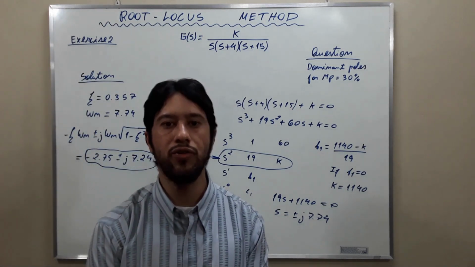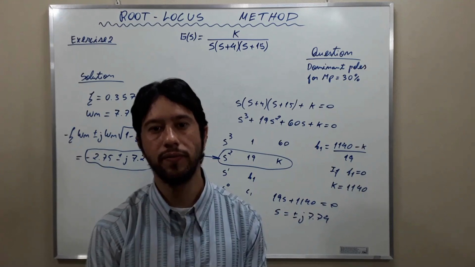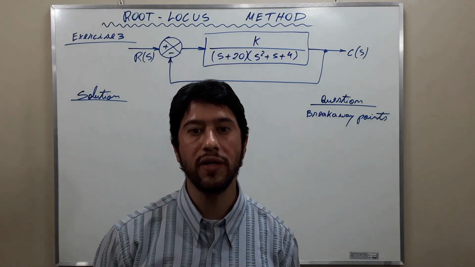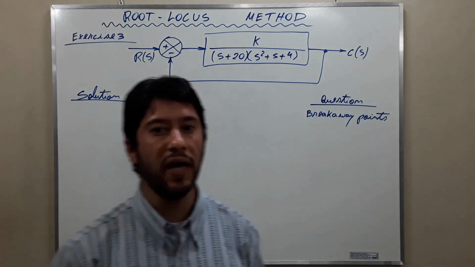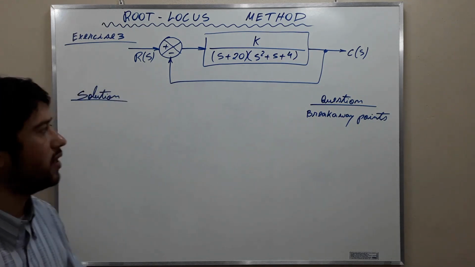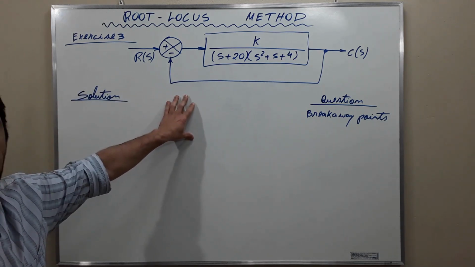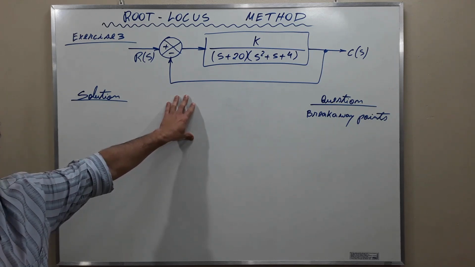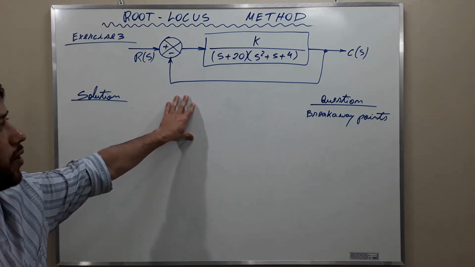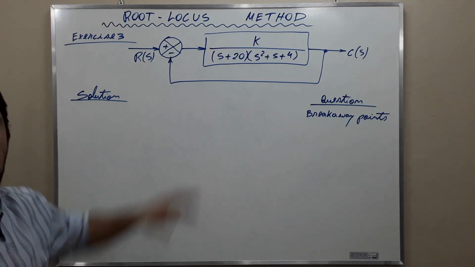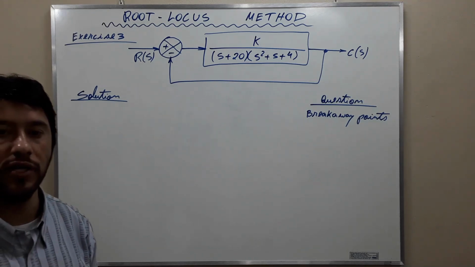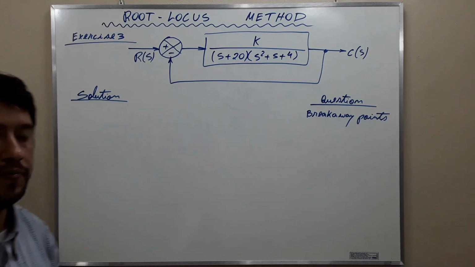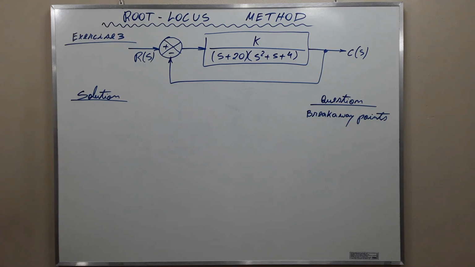Let's go now to exercise 3. Now let's go to exercise 3. Exercise 3 asks us the number of breakaway points in the root locus plot of the system represented by this block diagram. Okay, my friends, this is the question. Let's go to the solution.